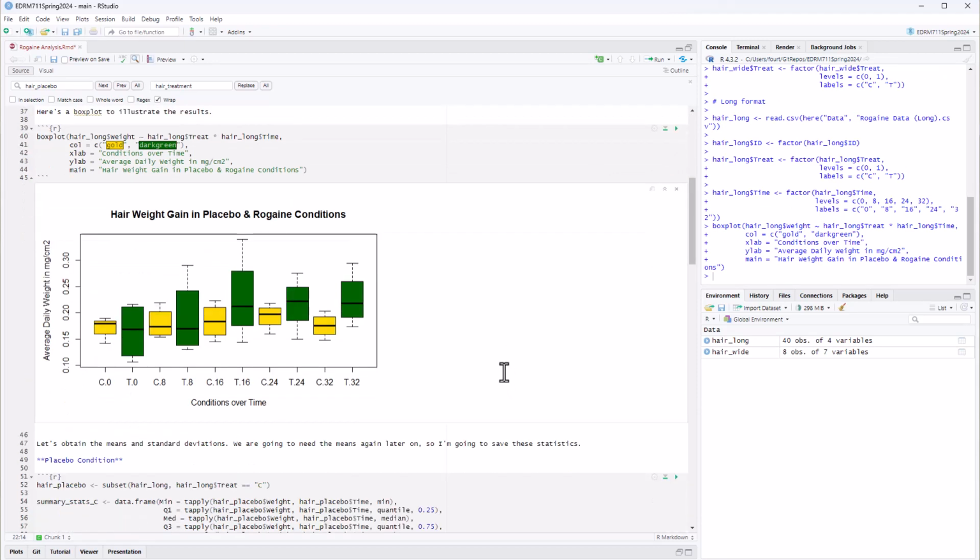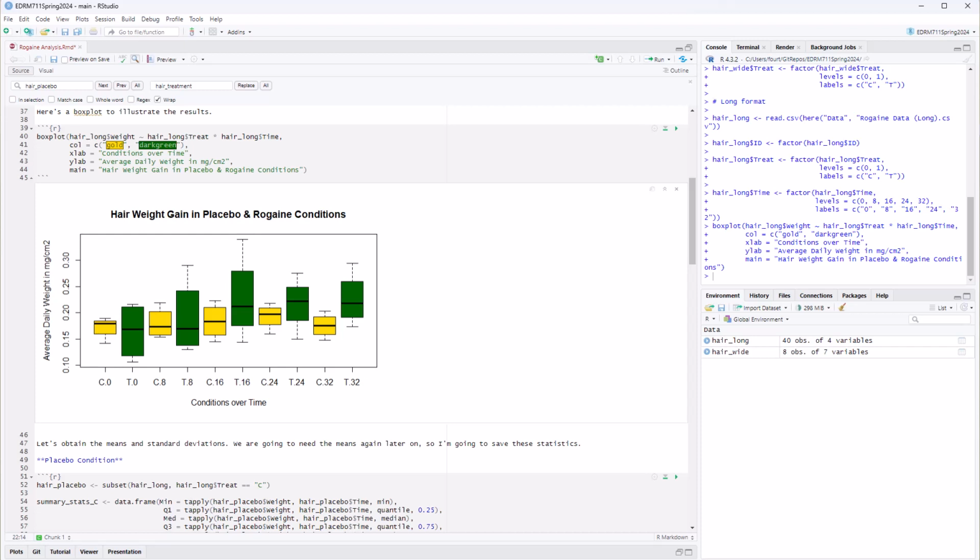And in this box plot, yellow is the control or placebo condition. Green is the treatment or Rogaine condition. And we're looking over time. We have weeks 0, 8, 16, 24, and 32. And remember that the response measure is the average daily weight in milligrams per square centimeter. That is the weight of the hair that was cut off that little space that was equal for each of the women.